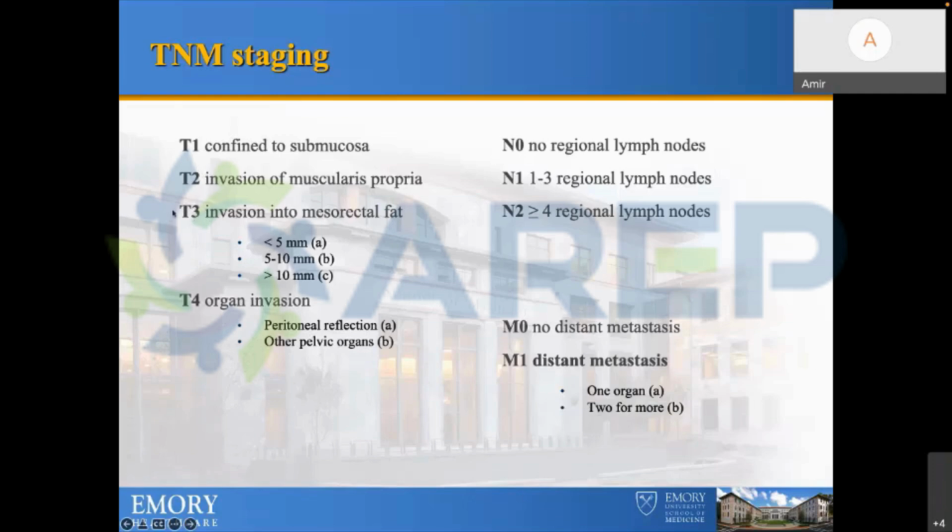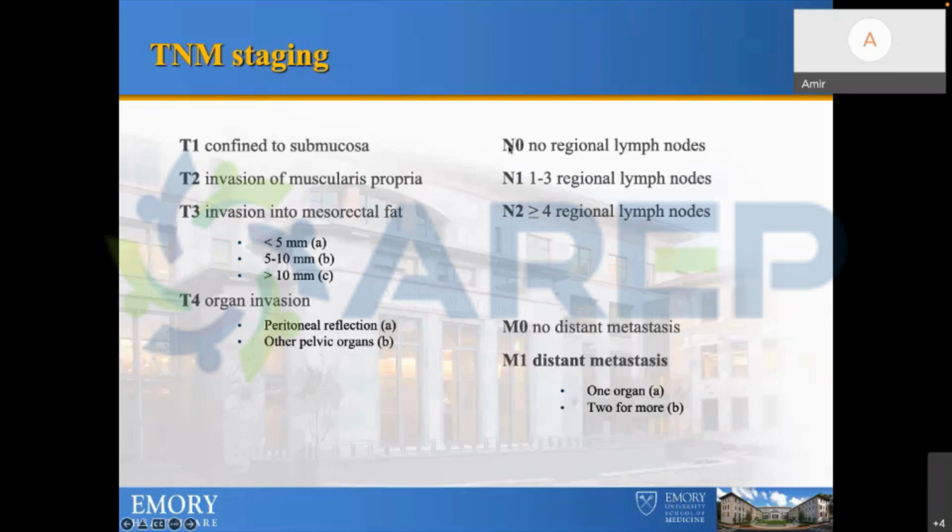If the invasion is present into the mesorectal fat, then it would be a T3 stage. At this point, we are going to do chemoradiation therapy for these patients, hoping that the tumor shrinks and then the surgeon later on can take out the entire rectum. We're going to say how far it went into the mesorectal fat. T4 stage is reserved for organ invasion. Remember, if the peritoneum is involved, it's T4a stage, and if there's involvement of any other pelvic organs, it will be T4b stage.